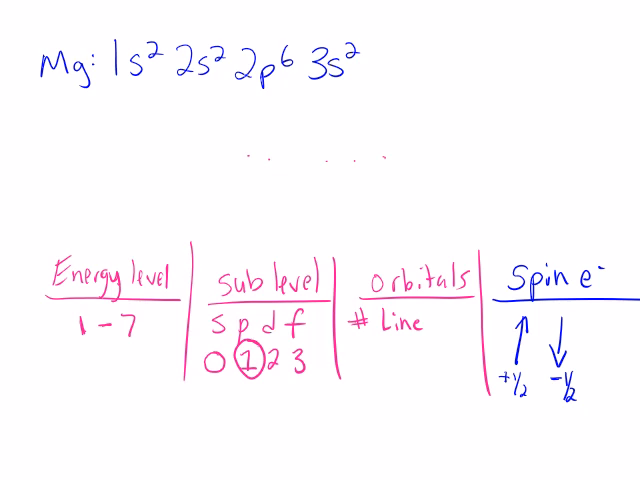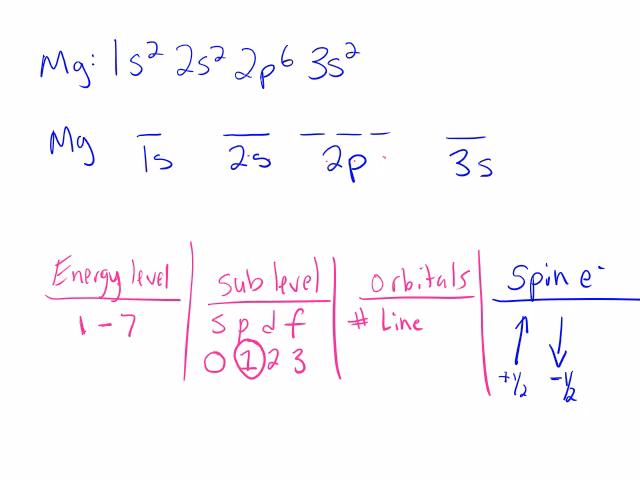If you were correct, go ahead and draw the orbital notation for this, the full orbital notation. Pause the video right now and draw the full orbital notation on your own paper. I'm going to go ahead and draw it. We have the 1s, the 2s, the 2p, and the 3s. We know the 1s has 1 orbital, the 2s has 1, the 2p has 3, and the 3s has 1.